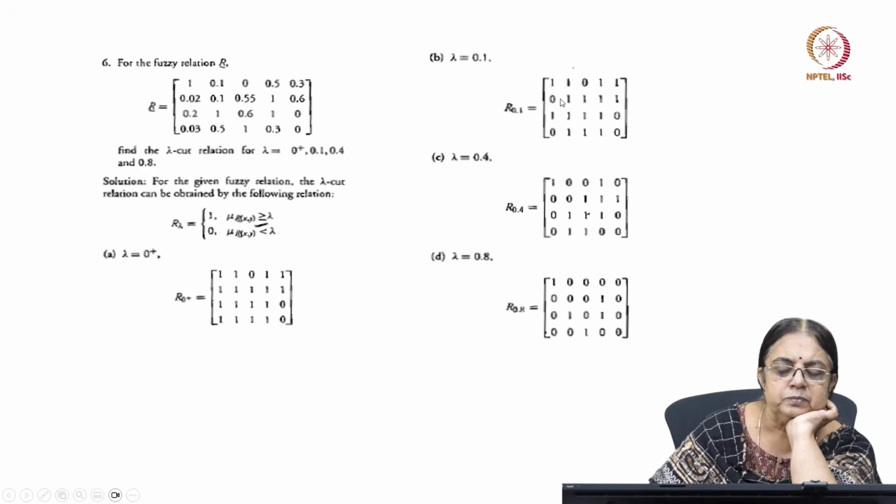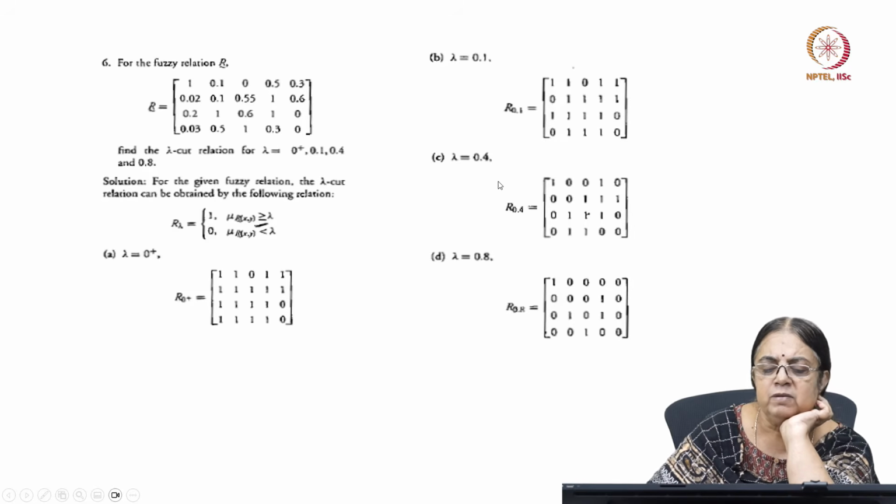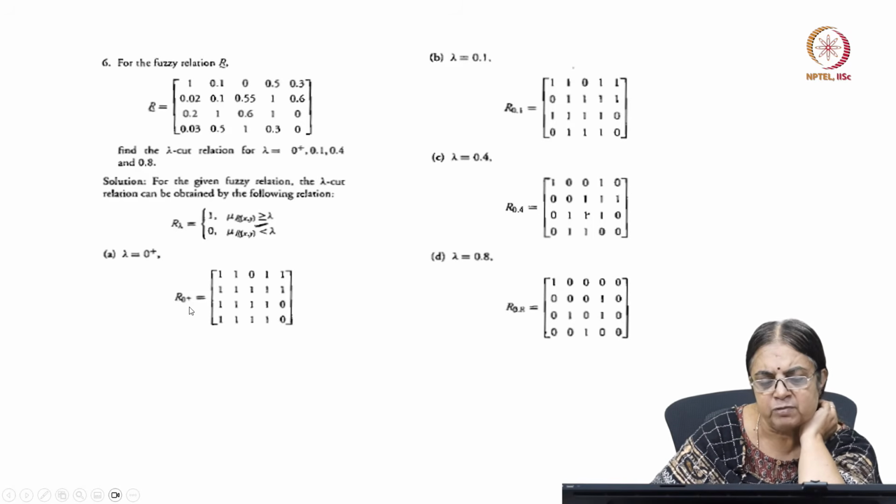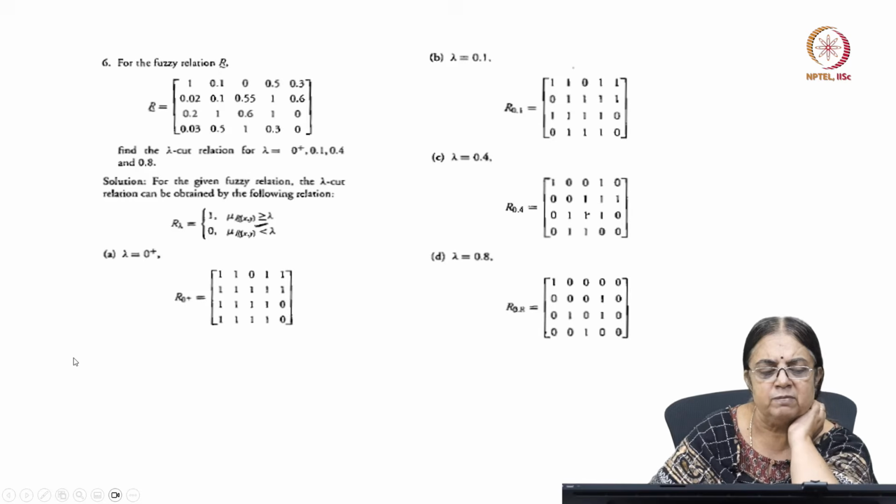If you take 0.02, since it's below 0.1, you will get 0. Then 0.4, 0.8, etc. So finally, you can see that your R lambda, which you are getting here, the crisp relation, is a matrix with zeros and ones basically.